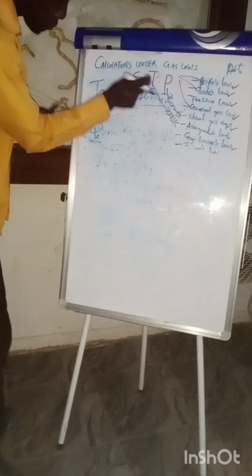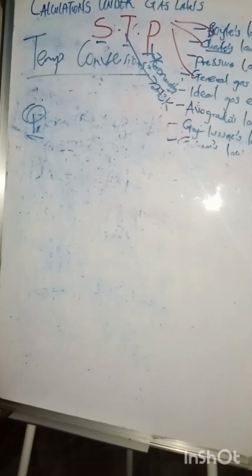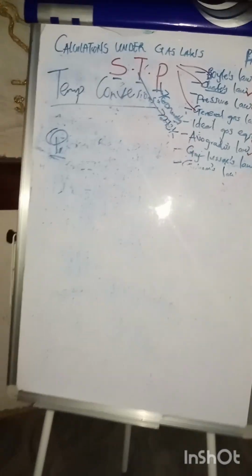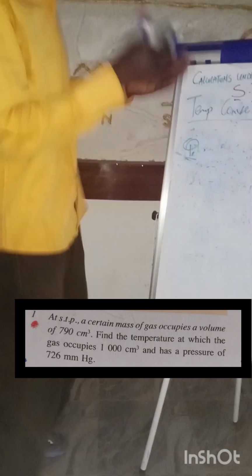At standard temperature and pressure, I don't like this question because they actually start from this STP that I told you about. So yeah, we know what to do. At standard temperature and pressure, a certain mass of a gas occupies a volume of 790 centimeter cube. Please take it.